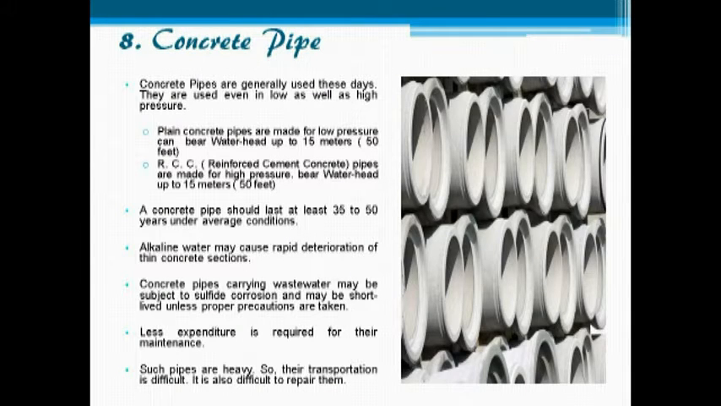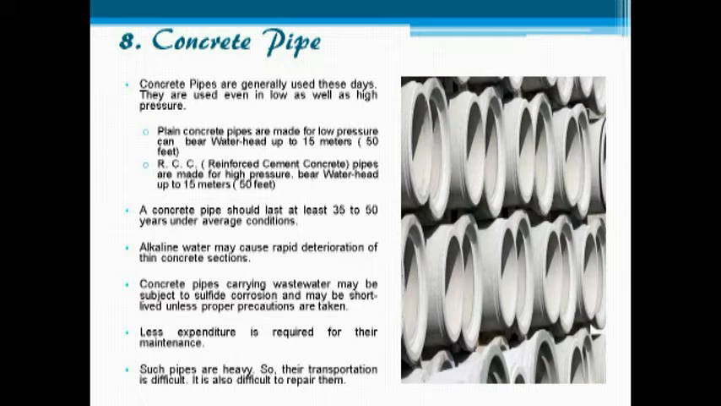Number 8. Concrete pipe. Concrete pipes are generally used these days. They are used in low pressure and high pressure. So plain concrete pipes are made for low pressure, and reinforced cement concrete pipes or RCC are made for high pressure. Plain concrete pipes can bear water head up to 15 meters or 50 feet, and RCC pipes can bear water head up to 75 meters or 230 feet. For pressure more than this, pre-stressed pipes are made.